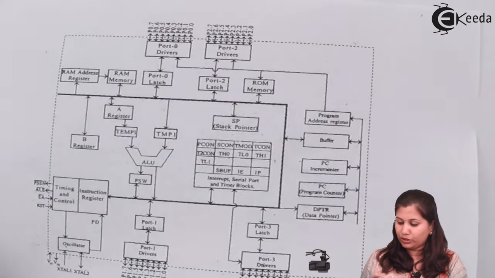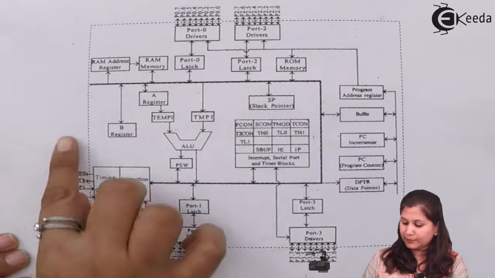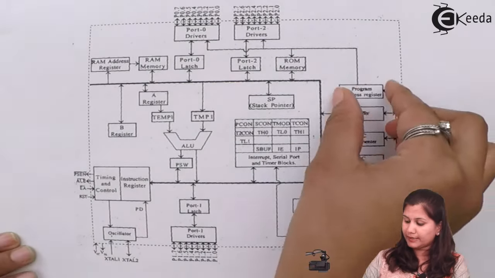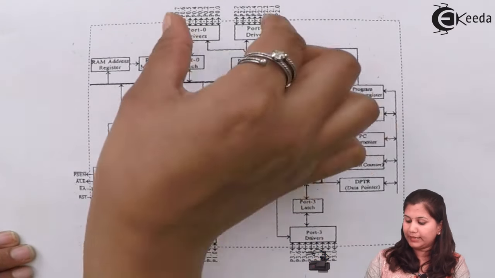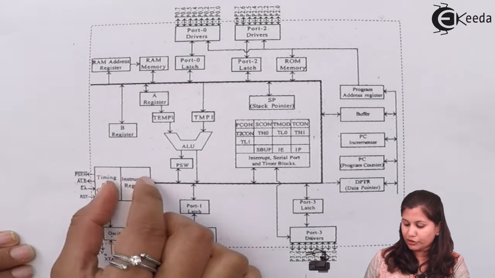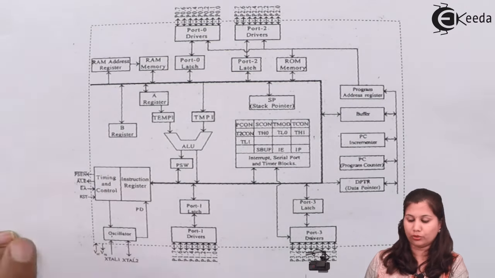Next, coming to the architecture block diagram, this block we have already studied, which comes under the central processing unit. This block we have already completed. This was the ports, and next, coming to the instruction register and the timing and control unit.